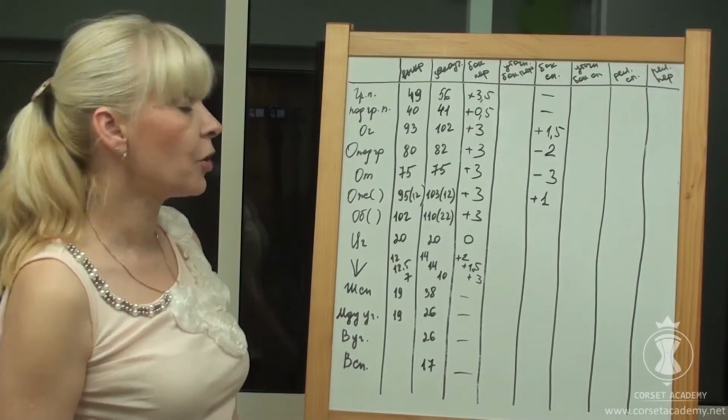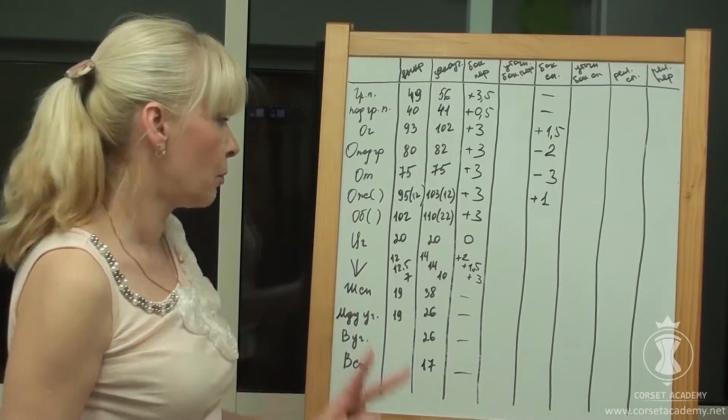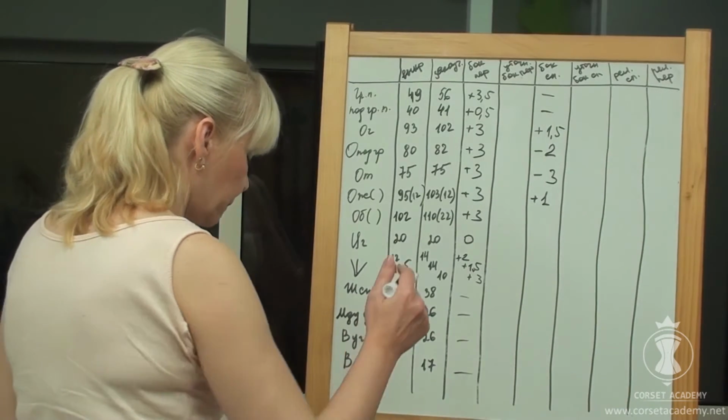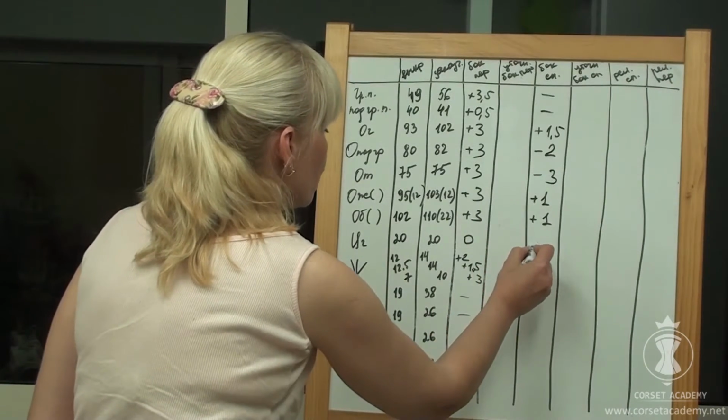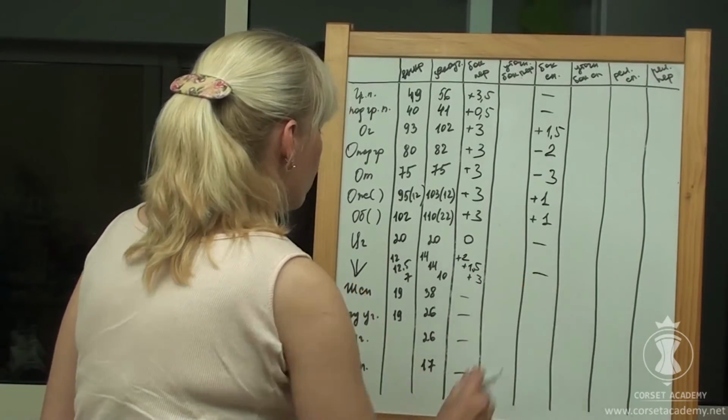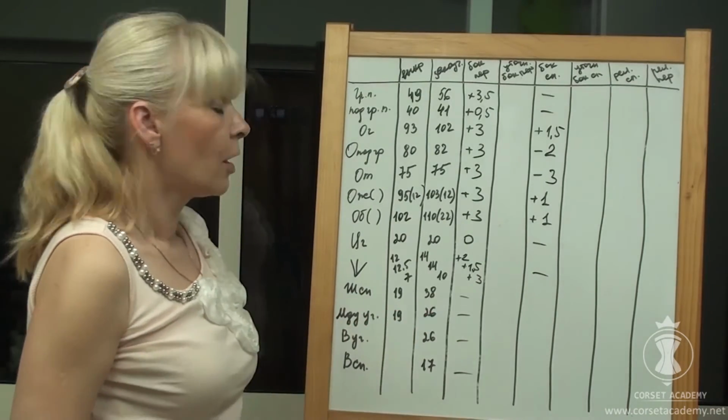I divide it in half. I need to expand the back by 1 centimeter from each side along the hip line. I write 1 centimeter in the table. Bust middle and clip measurements are not involved in these calculations.